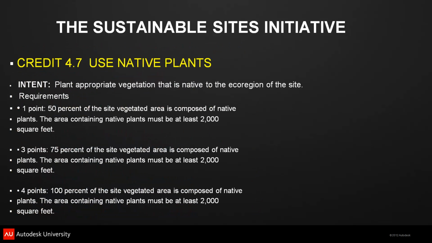Looking at page 109 of the manual, you can see some of the criteria includes 1 point if 50% of the site vegetated area is composed of native plants. You get 3 points if 75% of the site vegetated area is composed of native plants, and 4 points if 100% of the site vegetated area is composed of native plants. The area containing native plants for all of these must be at least 2,000 square feet.